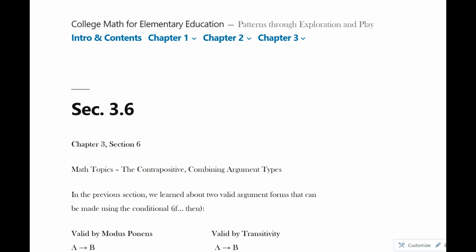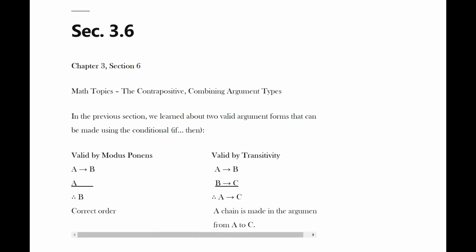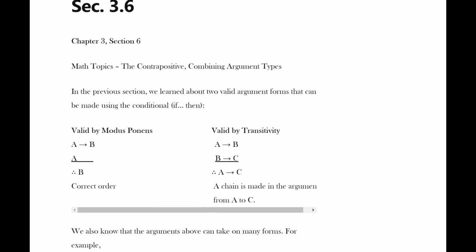Hi everyone, in this video we're going to talk about the contrapositive, and then in the next video we'll talk about combining argument types. So in the previous section we learned these two valid argument forms. We learned valid by modus ponens, which you do not have to say or memorize that name. You can just know that this is the correct order.